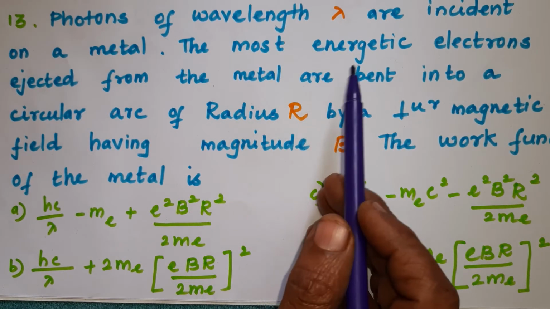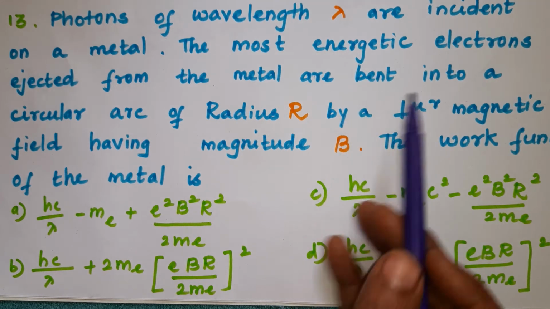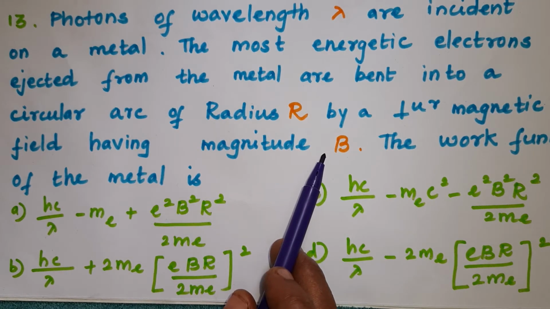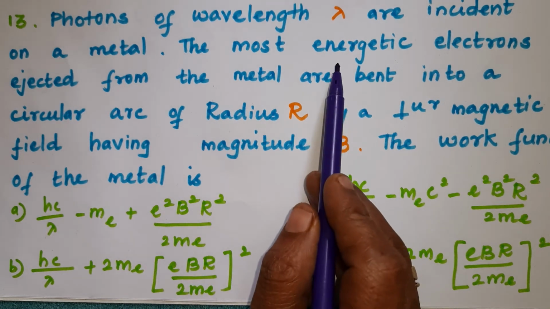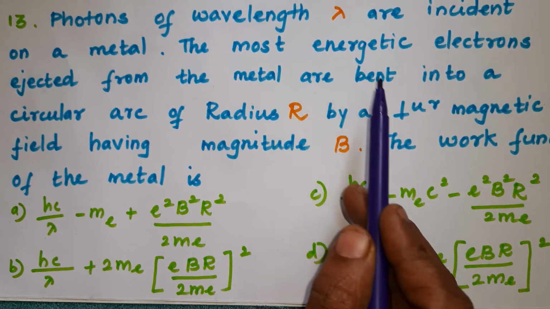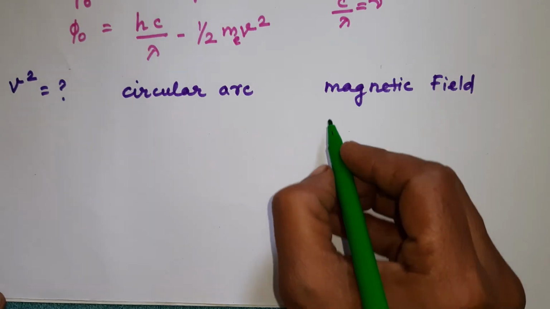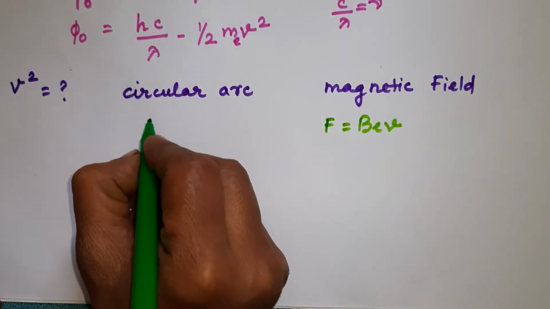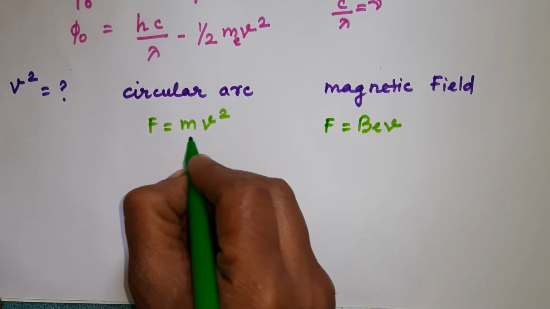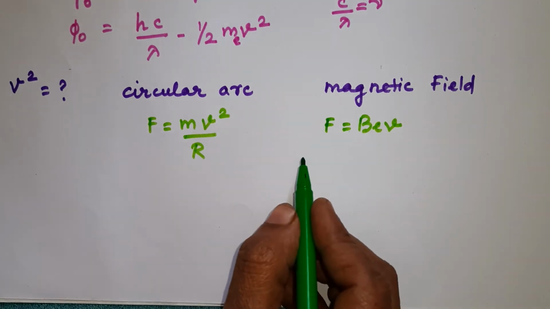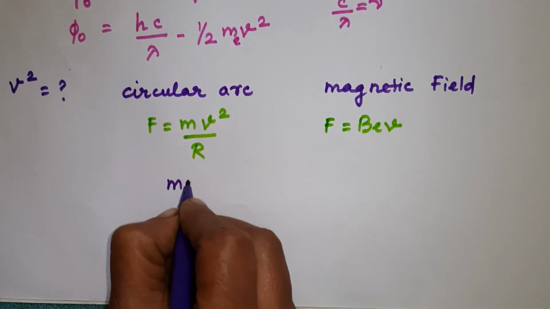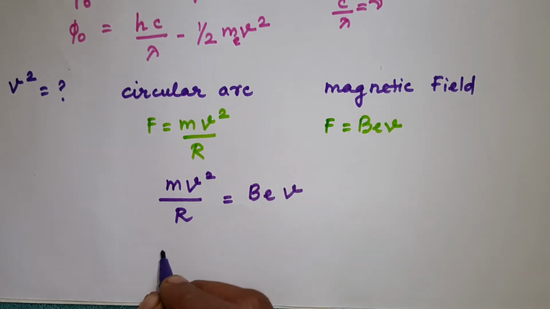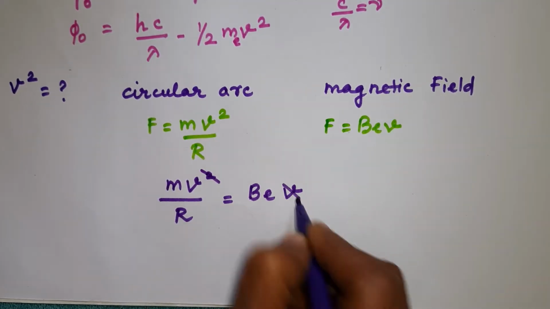Once again we see the question. The most energetic electrons are bent into a circular arc by the magnetic field having magnitude B. Because of that magnetic field, these electrons are bent in the form of a circular arc. The force due to the magnetic field F is equal to B e v, and the centripetal force is F equals m v square by r. We equate both the forces. Therefore, m v square by r is equal to B e v.